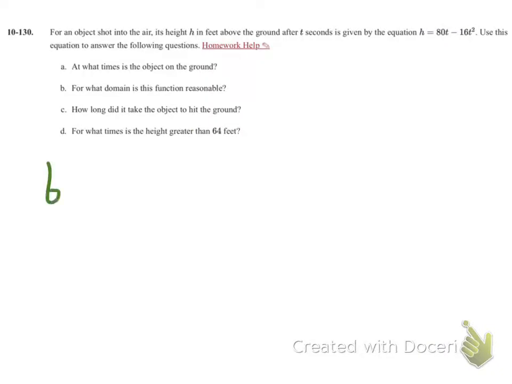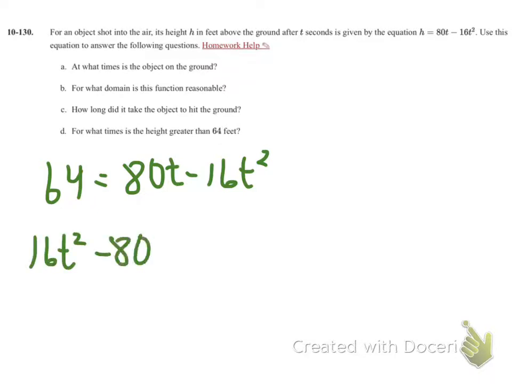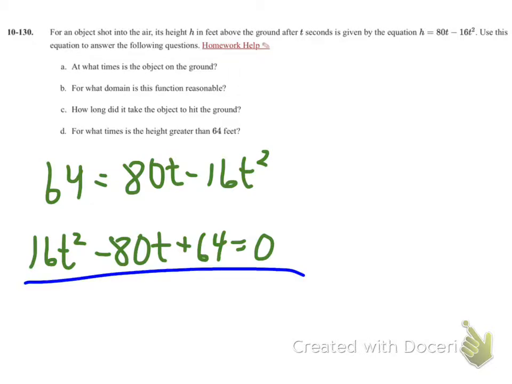So 64 equals 80t minus 16t squared. I'm just going to move that and that over to that side to keep my leading coefficient positive. So I will have positive 16t squared minus 80t plus 64 equals 0. Now, just to make this a little bit of an easier problem, I know that every single one of these right here I can divide, and I can actually divide them all by 16.